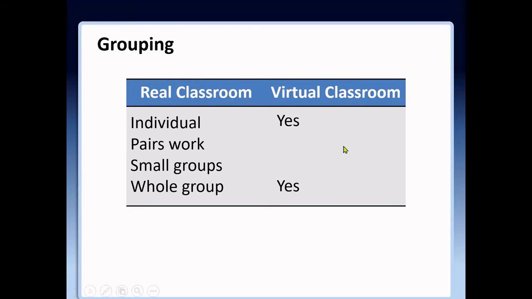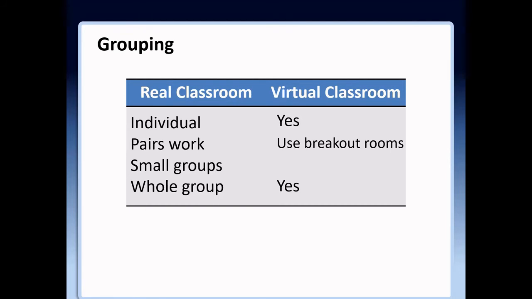Now, for pair work, we can certainly have the students working in pairs, but we're going to have to do something a little bit different here. The Zoom platform has a function called breakout rooms. Essentially, you are taking the classroom and splitting it into smaller rooms. Okay, so what you would do is have each pair in a separate breakout room.